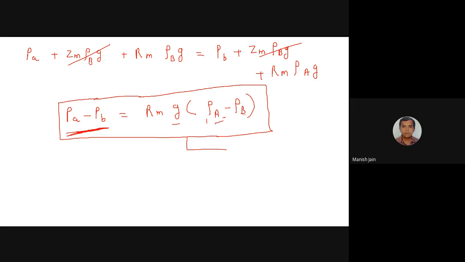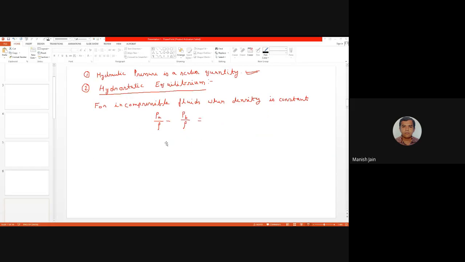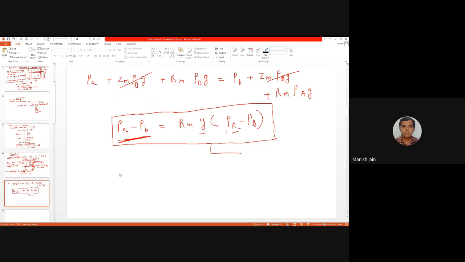Okay, now we will also do some experiments in the lab class. Also we will see how we can use the U-tube manometer to calculate the pressure difference between 2 points. Okay, I think this is enough for today's class.